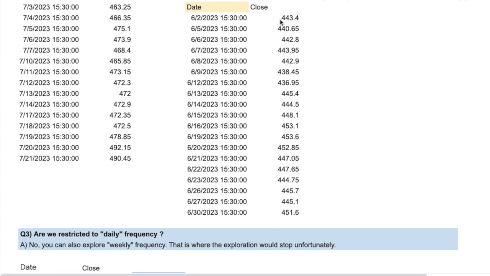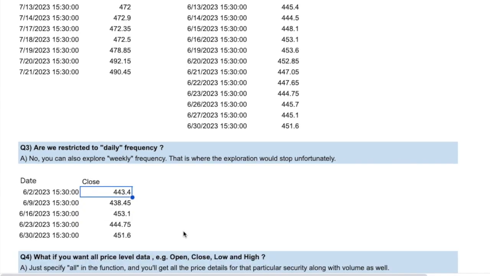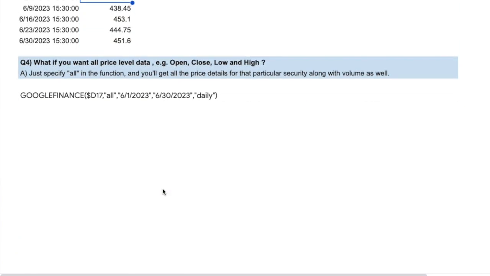And if you want to just see weekly returns or monthly returns, you can get the data in a weekly format and then look into the dates to get the monthly return. So you can just subtract 451 by 443, and this will be your monthly return in this particular script, right? So now we move to question four.